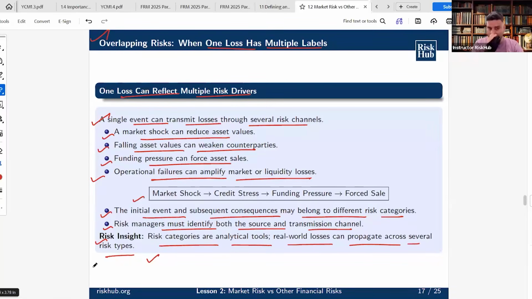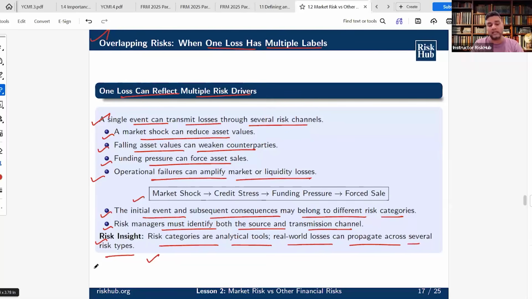A market shock cuts asset value, falling asset values weaken counterparties, funding pressure forces asset sales, and operational failures can amplify market or liquidity losses. A transmission channel is a route by which a shock in one place produces a loss somewhere else. Market shock leads to credit stress, leads to funding pressure, which leads to forced sale.